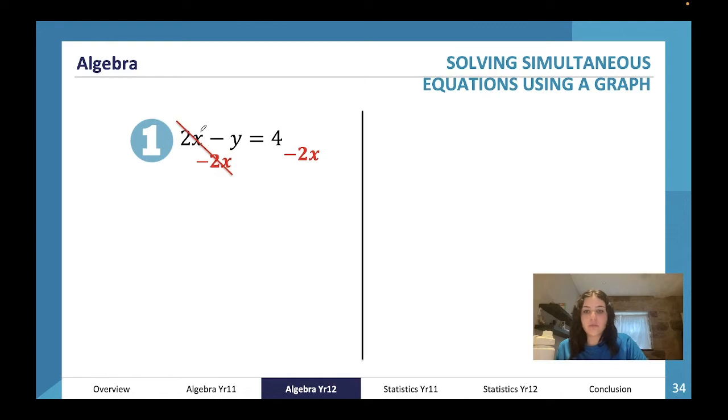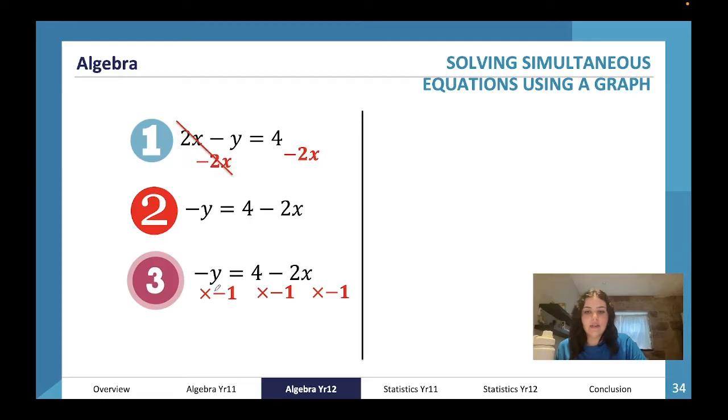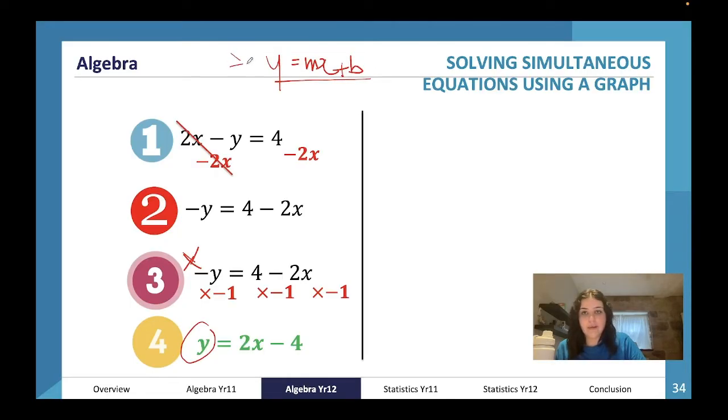We're going to remove the 2x from the front and put it to the back by subtracting 2x from both sides, which leaves us with negative y equals 4 minus 2x. We then need to times each side by minus 1 so that we just have y. We can't use negative y in a y equals mx plus b format. It has to just be y. So we're going to times everything by negative 1 to get a positive 2x, negative 4, and a positive y.